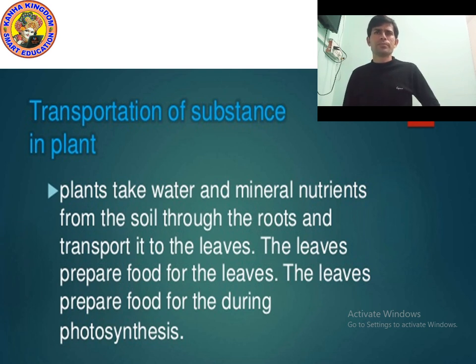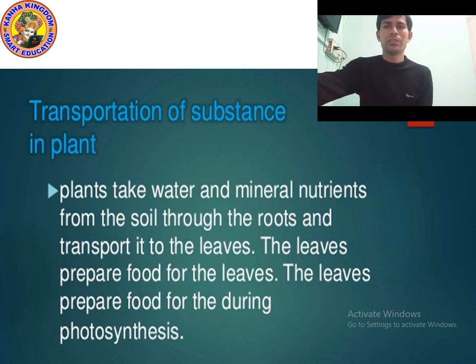Okay, and you know, the leaves prepare food during photosynthesis. During the daytime, leaves prepare food. Okay, so when the plant takes water and mineral, then how does it reach up? Yes, how does it go up? Let's find the answer to this question in the next slide. Let's move on to the next point.